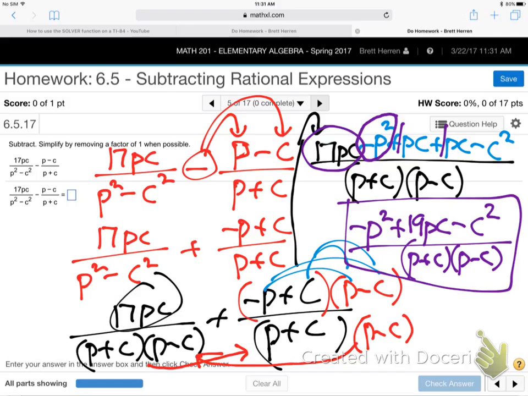Is that good? Questions on that? You okay with how I gathered like terms up here? 17 PC, one more and one more, 17, 18, 19 PC, right? And then the minus P squared, the minus C squared. Questions on that? We good? Can I move on? We good? Got it all down?